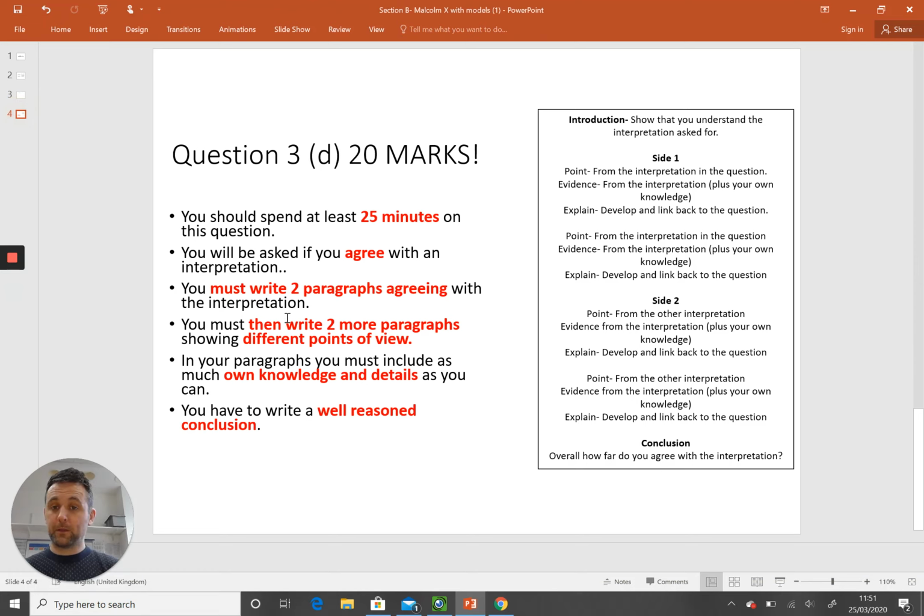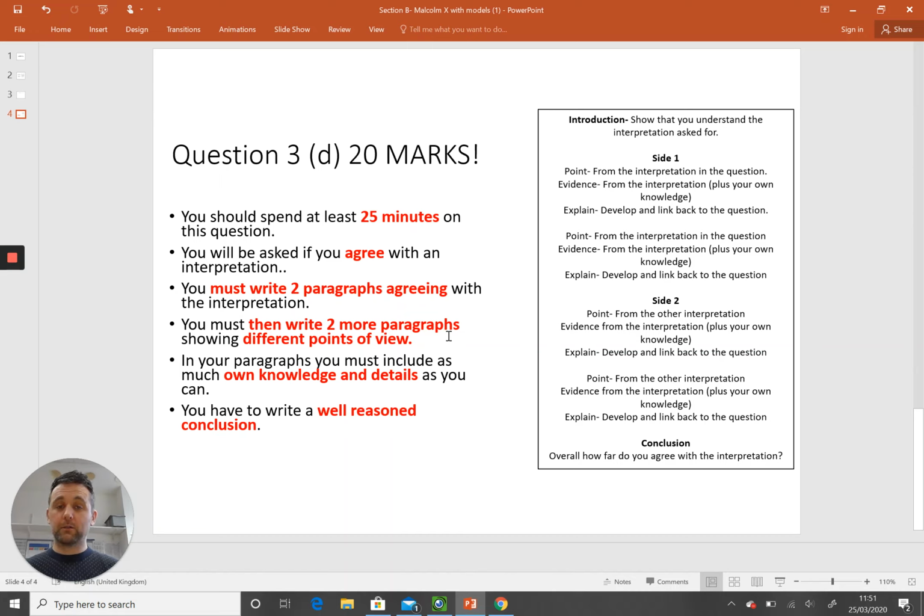Here are some headlines in terms of how it needs to look. We have side one, side two. Ideally, we're looking for 4 paragraphs plus a conclusion. It's a big, hefty answer, hence we spend 25 minutes on it. If you don't get 4 paragraphs, it's not the end of the world. You could write a really good answer with 2 on one side, 1 on the other. But if we're talking about the perfect answer, it's going to be 2 sides and a conclusion.